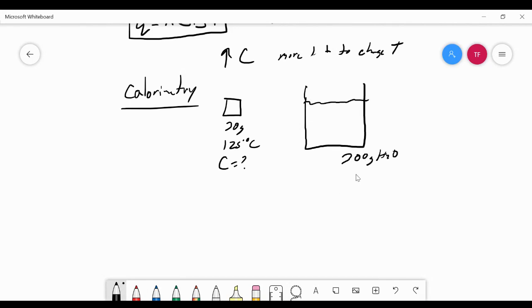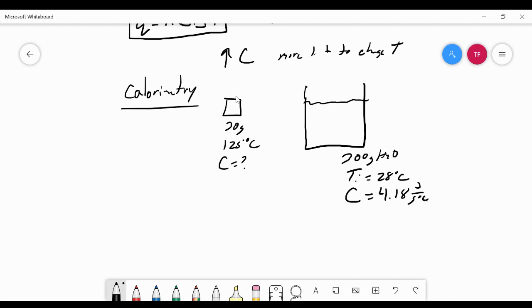We have 300 grams of water, and the initial temperature of this water is, let's say, 28 degrees Celsius. We also know that for water, if we look up its specific heat capacity, it is 4.18 joules per gram degree Celsius, and that's it.